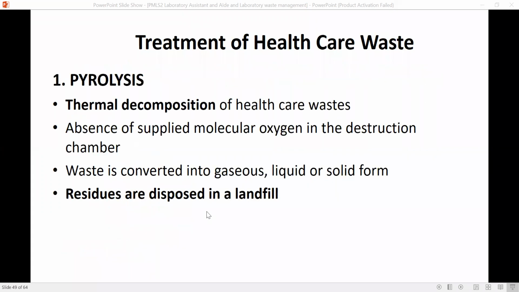So pyrolysis, this is thermal decomposition of healthcare waste. Ginagamit ito in almost all types of healthcare waste, in the absence of supplied molecular oxygen in the destruction chamber. So mainit na mainit. Pyro means fire. Waste is converted into gaseous, liquid or solid form, and then yung residue niya ay dinidispose sa landfill. So remember, this is just a method of treatment prior to disposal.